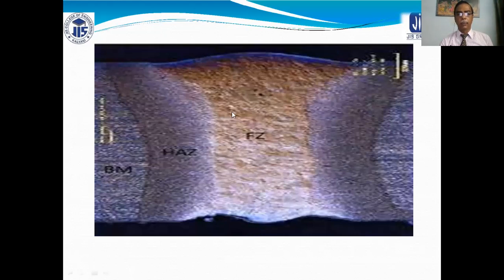This is the material deposit, the weld metal deposit. This is base material. This is the heat affected zone. And this is the fusion zone, the weld metal fusion zone. So from this figure, the color of the welded zone is distinctly clear.